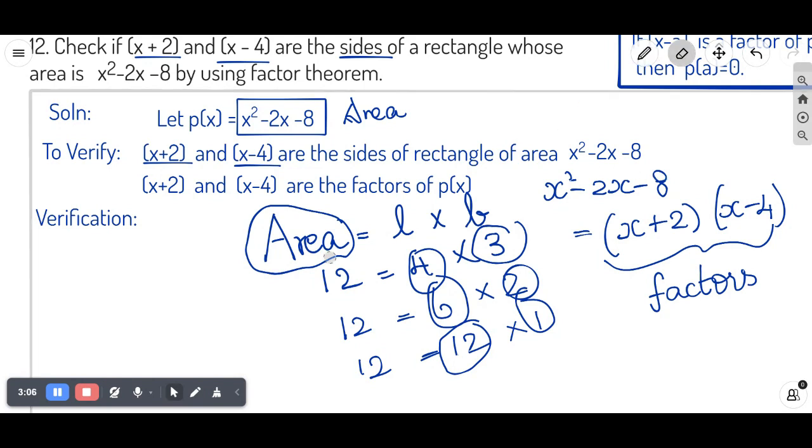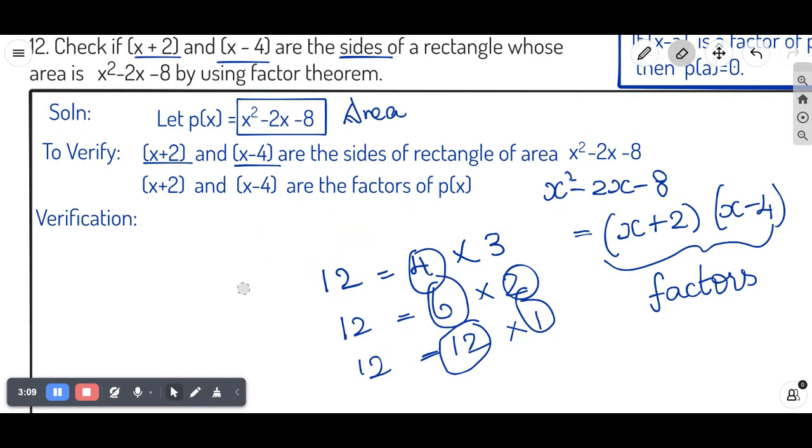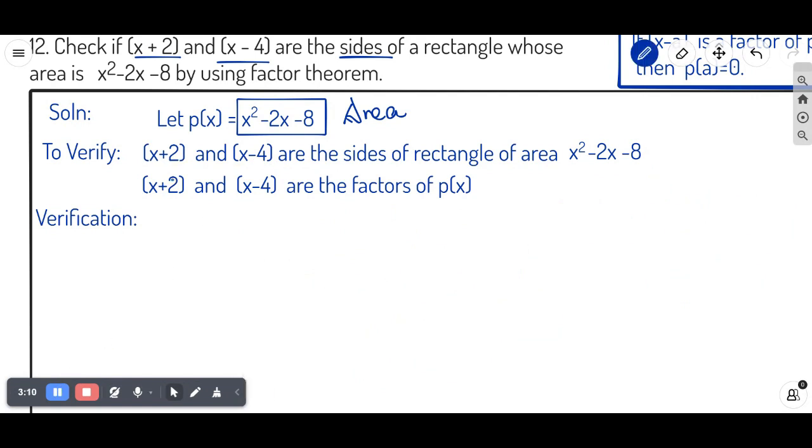So the quick understanding from here is, if you want to say x plus 2 and x minus 4 are the sides of the rectangle of this area, you simply say these two are factors of this polynomial p of x. So that is enough. So by using the factor theorem, we are going to verify whether x plus 2 and x minus 4 are factors of p of x.